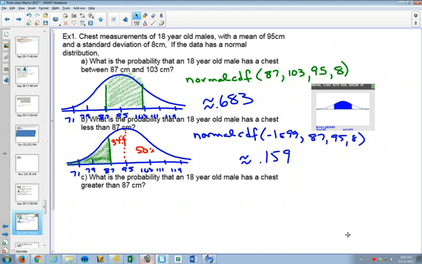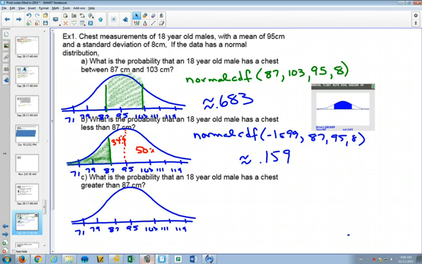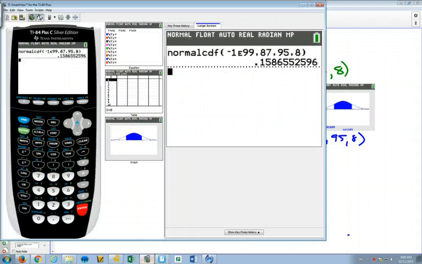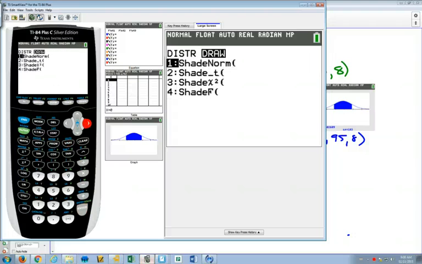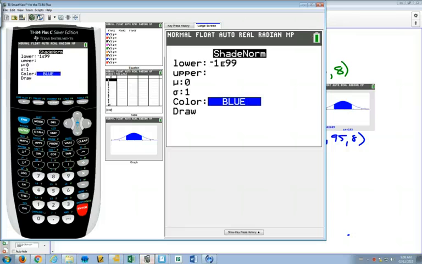So now, what is the probability an 18-year-old has a chest measurement greater than 87? Let's graph this one just to get the shading. So I'm going to go back to my calculator just to practice our shade norm. I want to show you something interesting that happens. So we go back here, go over to draw, shade norm. Notice the -1 e to the 99 already came up. That's kind of helpful. The upper was 87, mean of 95, standard deviation of 8. And we go to draw it.